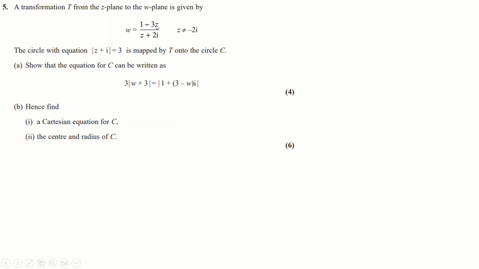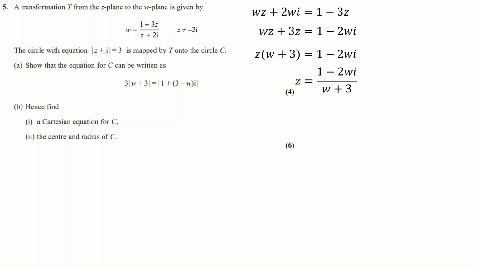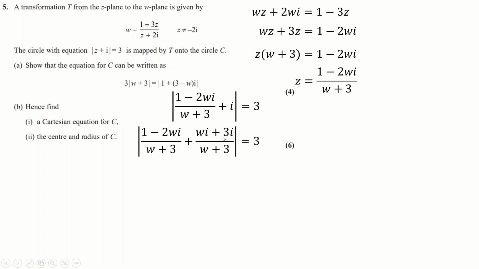The first step is you just rearrange this for z. So I won't cover that in very much detail because it's just GCSE rearranging. And then you just shove that z into here. And now there's a few things to be right about this. You can times this one by w plus 3 over w plus 3 to make this, and then of course we can combine the fractions together.